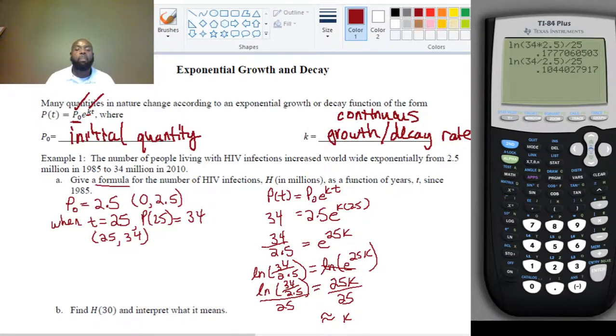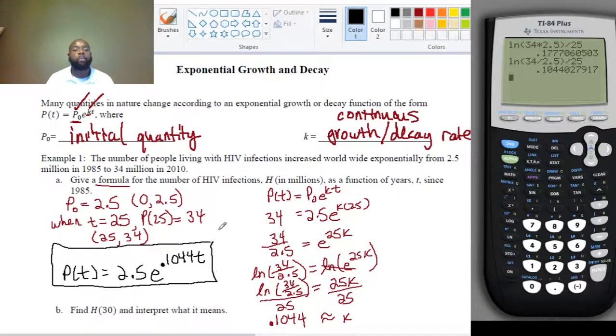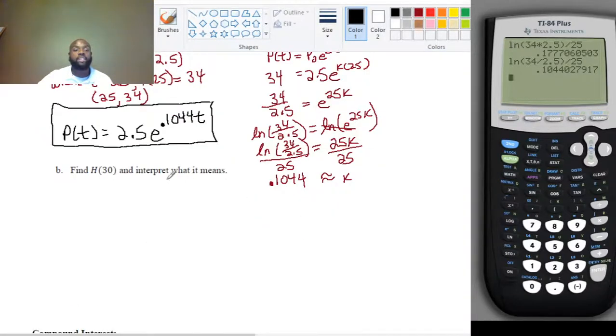And so I get approximately, I'm going to round that to 4 decimal places, 0.1044. And so if I wanted to write my function, I would have that P of t is 2.5 times e to the 0.1044 times t. So this is the formula that represents this scenario here, right? This is my formula. And so let's go to part B. And in part B, they request that we find H of 30. And that brings me to another thing that I'm missing here.